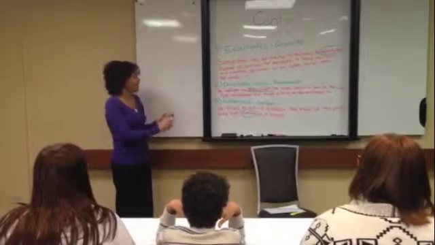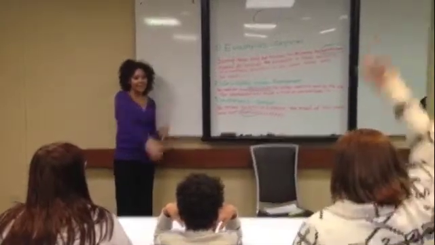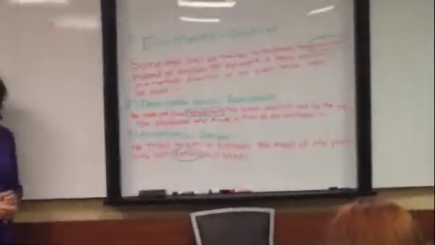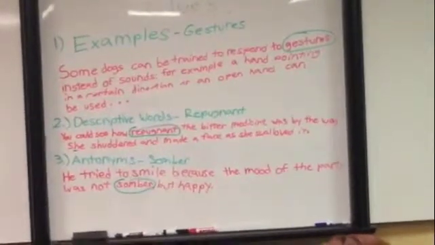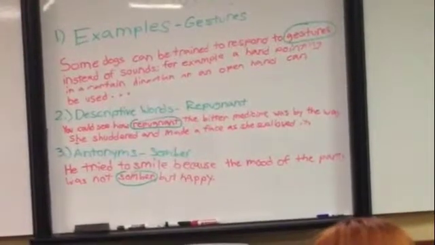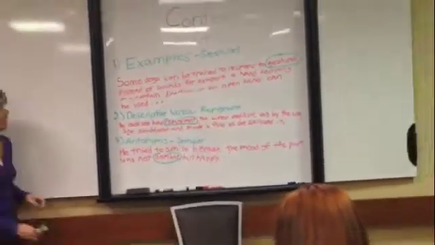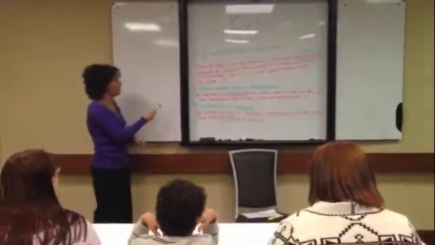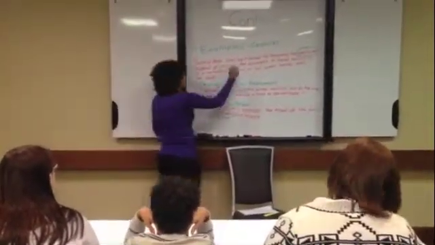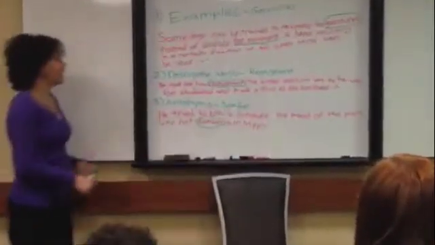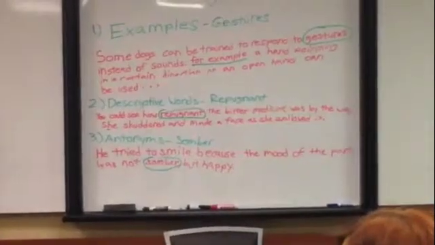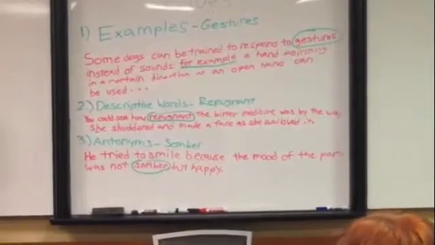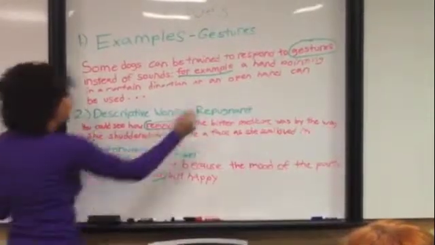So for the first, can someone read the first example for me? Yes, Dana. Some dogs can be trained to respond to gestures instead of sounds. For example, a hand pointing in a certain direction or an open hand can be used to tell a well-trained dog to sit or stay. Okay, so this first one uses the strategy of examples, and the first way we can tell that is because it uses for example. So can someone tell me an example we can use to figure out what the word gestures means? Yes, Kayla. Hand pointing in a certain direction. That's right, hand pointing in a certain direction.